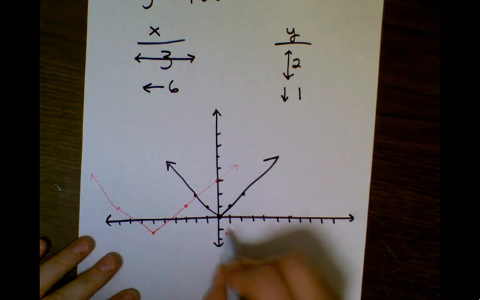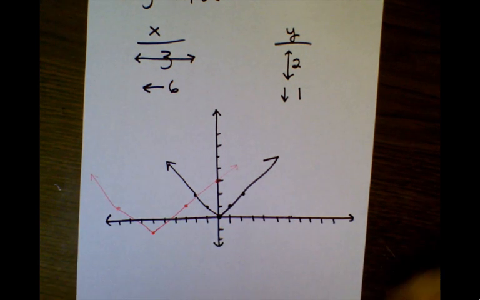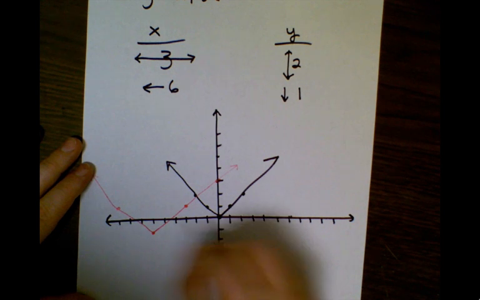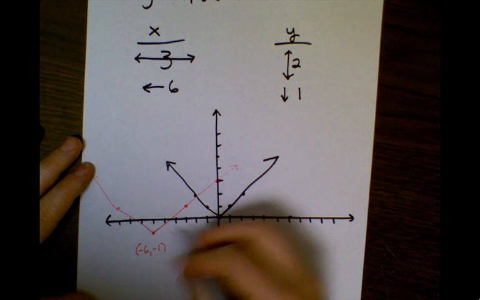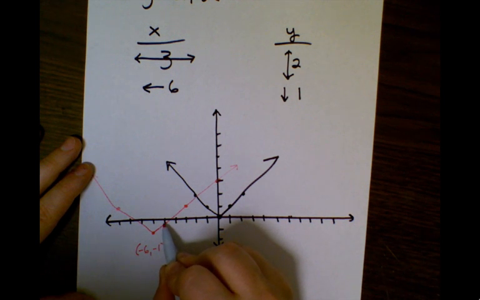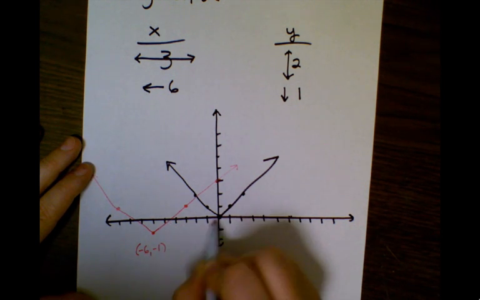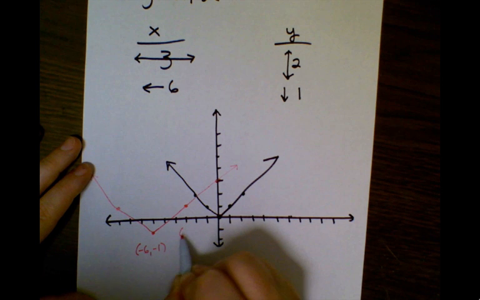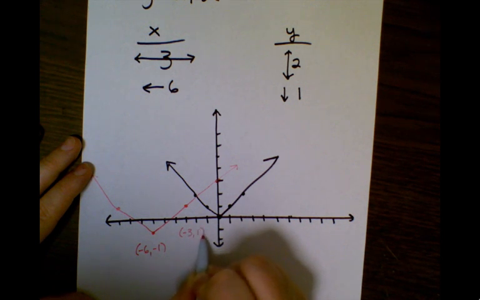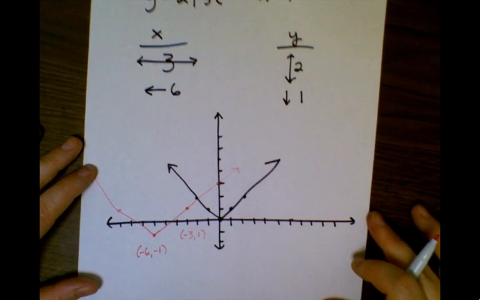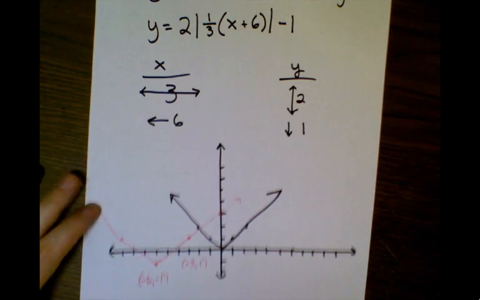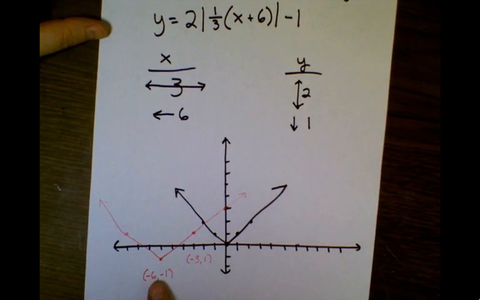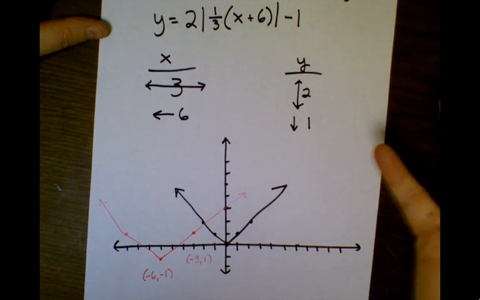Okay, so points on this graph. Well, it's not exactly a vertex, but the tippy point is at negative 6, negative 1. And another point on this graph is negative 3, 1. Well, let's just kind of test this mentally. Let's plug in these x's and see if we get out that y value.